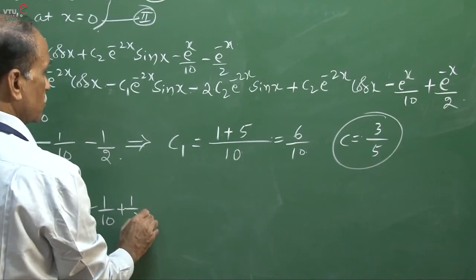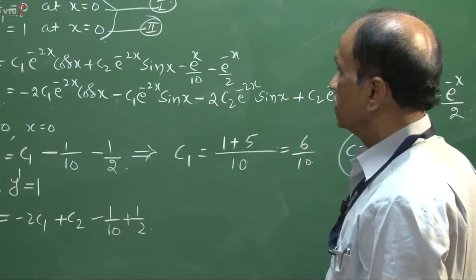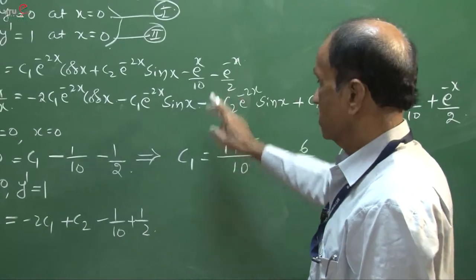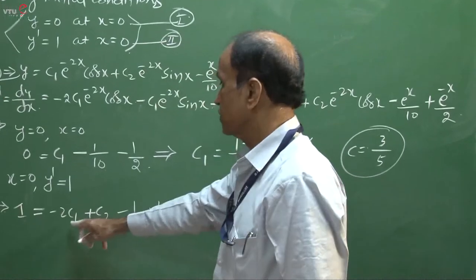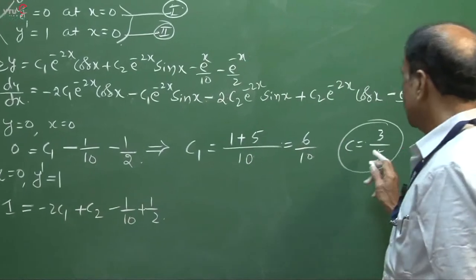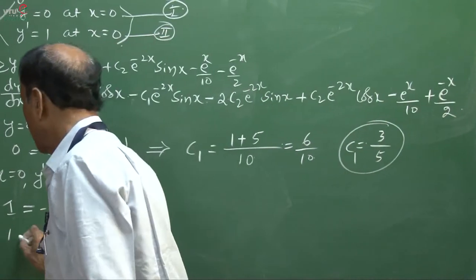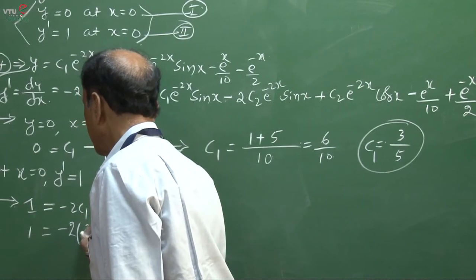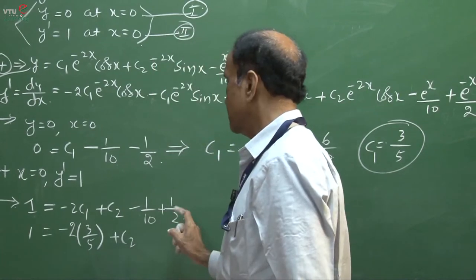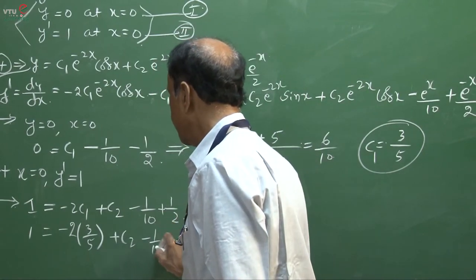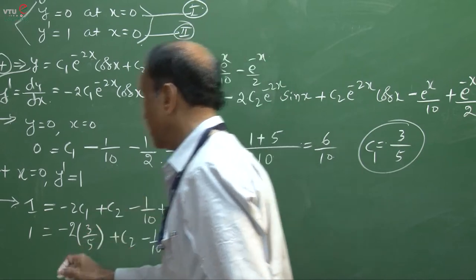Plus 1 by 2, plus 1 by 2, here that is c1, that is plus 1 by 2, right. So on the left side 1, and c1 we have already calculated, c1 is 3 by 5, I will substitute. 1 is equal to minus 2 into 3 by 5, okay, plus c2, and this is minus 1 by 10 and plus 1 by 2. Now separate the value of c2.